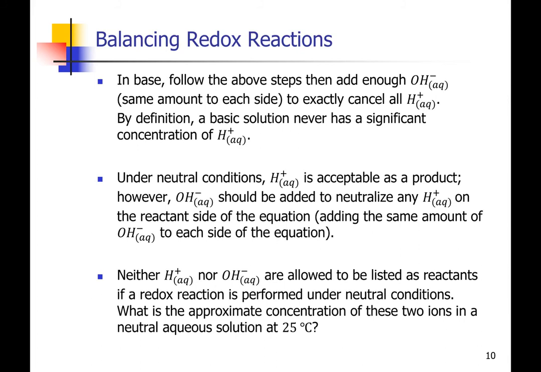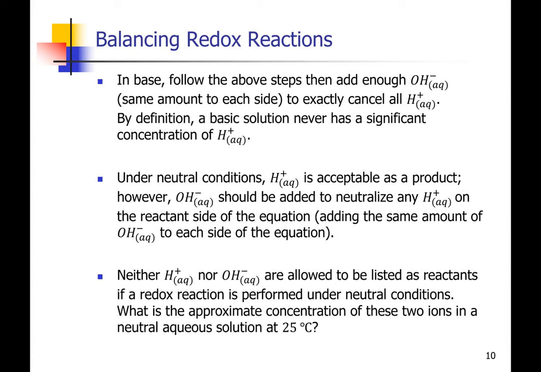If you're going to balance a reaction equation in base, we think that the easiest way to do that is actually to balance it in acid first and then add sufficient hydroxide to both sides of the equation to completely cancel out the solvated protons, making sure, of course, that you're adding the same amount of hydroxide to both sides of the equation.